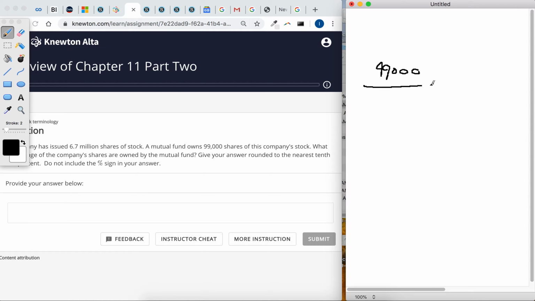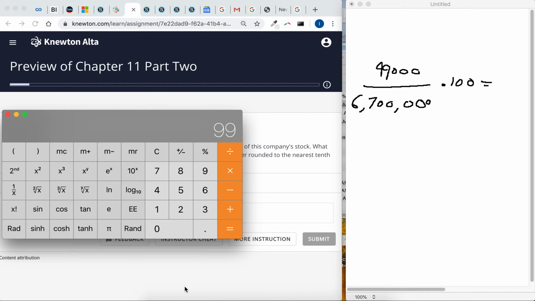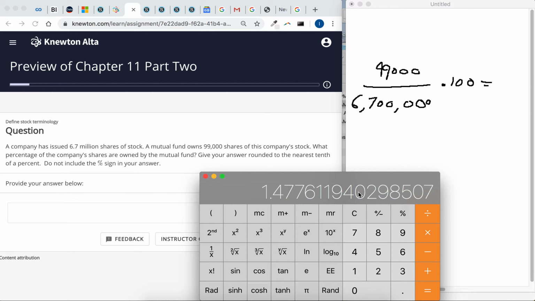99,000, that's the portion. And the base, in other words the starting amount, the total amount that's available, is 6.7 million shares of stock. So if you divide the amount that's owned by the mutual fund by the total amount, and then move the decimal 2 places to the right, then you've got your percentage. So 99,000 divided by 6,700,000 times 100. So we got 1.4776. Nearest tenth of a percent, so we're going to say 1.5.